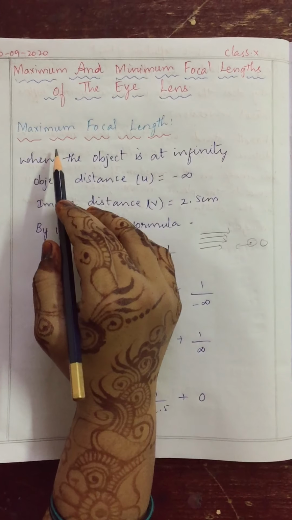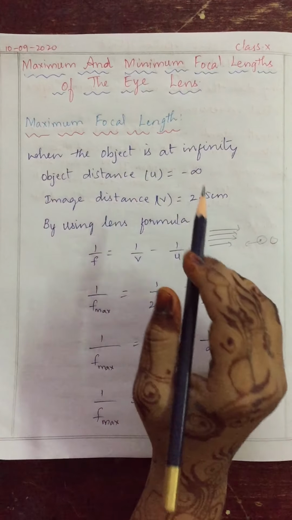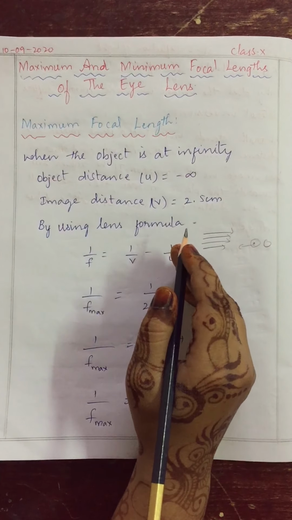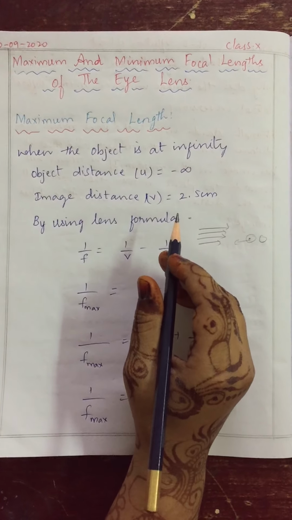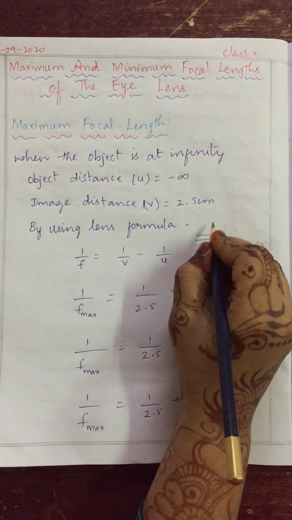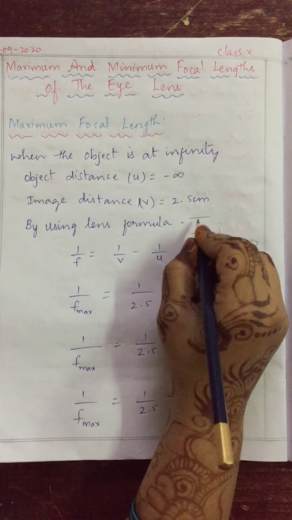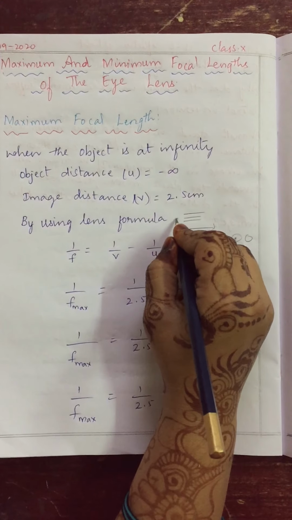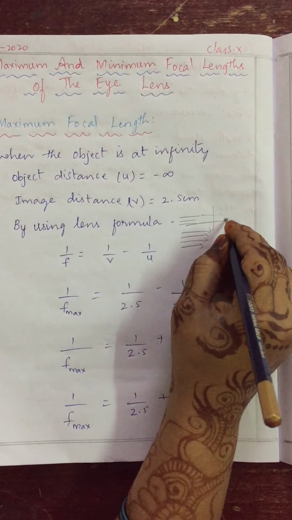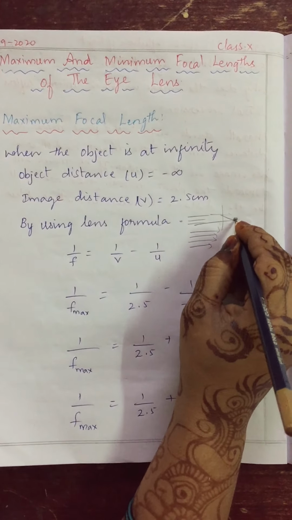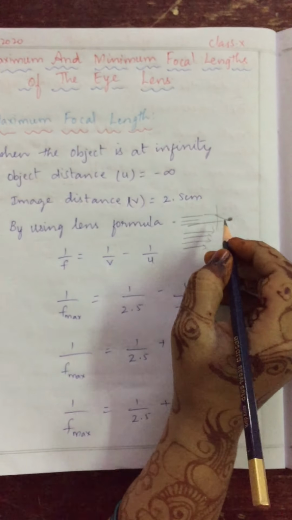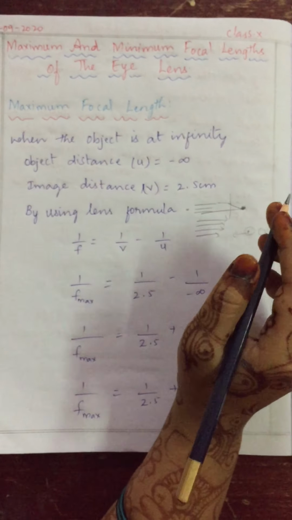First we are going to find the maximum focal length. When the object is at infinity, the parallel rays from the object falling on the eye lens are refracted and they form a point size image on the retina. Already you know from your chapter 4, when rays are parallel and the object is at infinity, that means we don't know exactly where the object is. So the image will form at the focal length, that is a point size image. Here also when the object is very far, the image will form on the retina, that is a point size image.